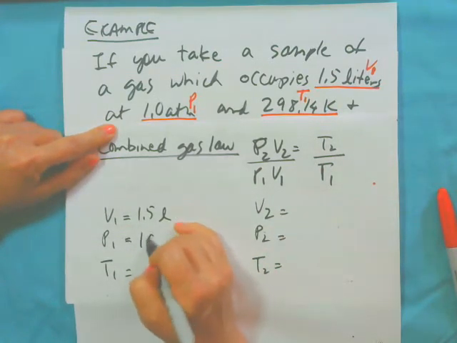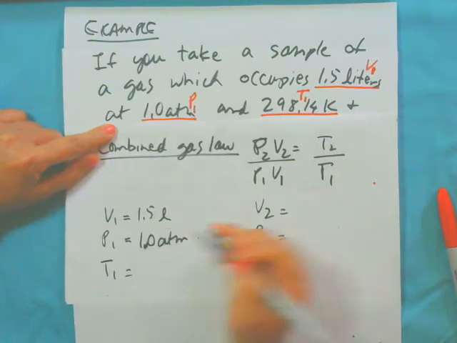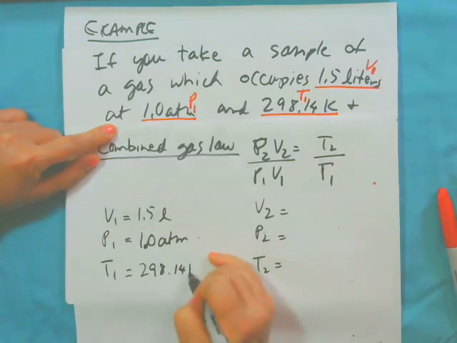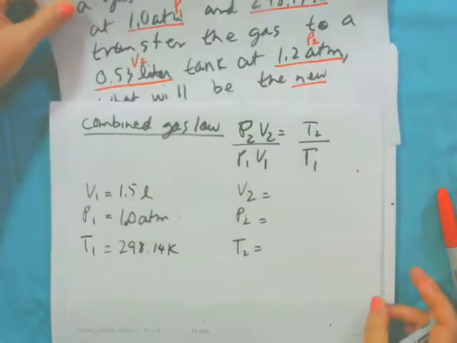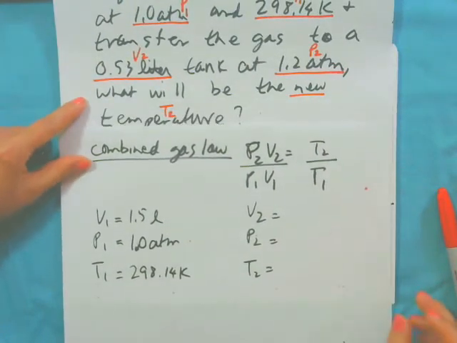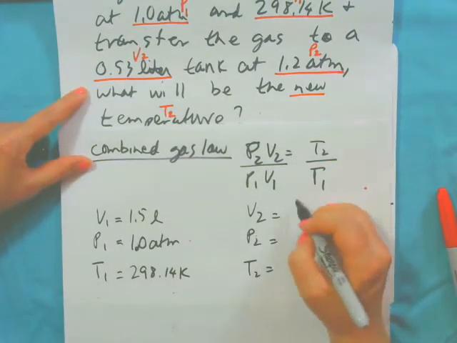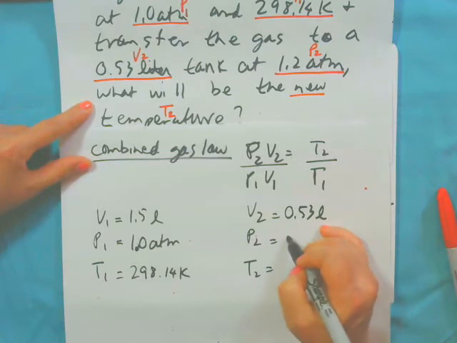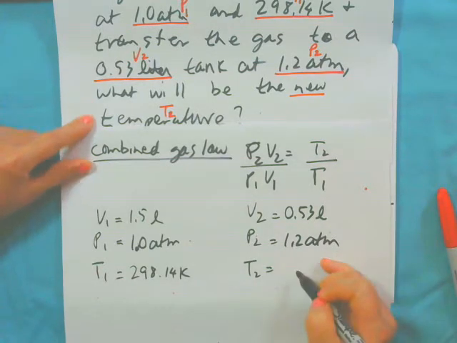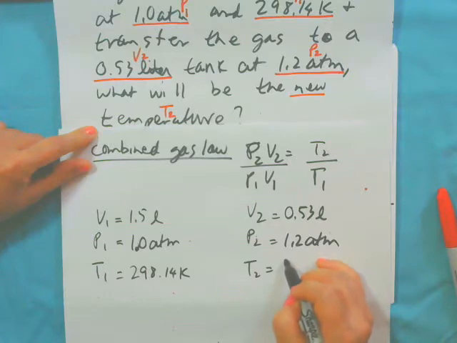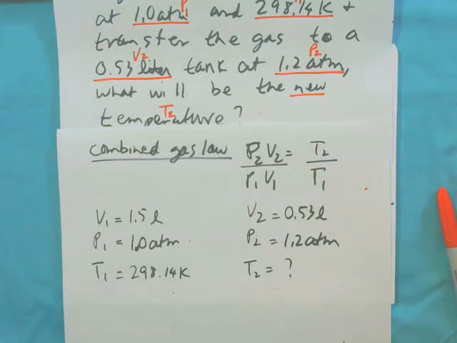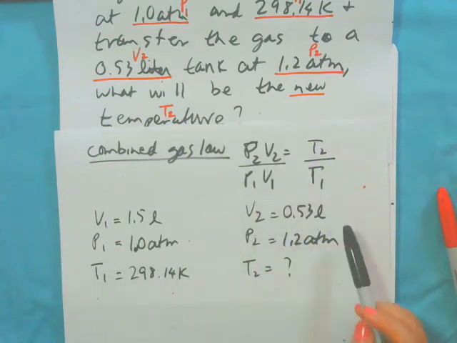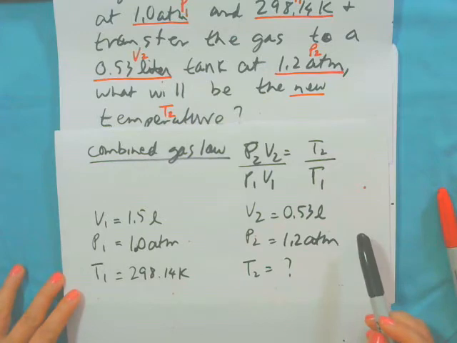Pressure 1 is equal to 1.0 atmospheres. And then my temperature is 298.14 Kelvin. All right? And then we can look at the other part of that problem. So we've got volume 2 is 0.53 liters. Our pressure 2 is 1.2 atmospheres, and temperature 2 is unknown. So we don't know what that is. All right, so there we are. We've got our equation. We've got all our variables that we're going to plug into our equation, and we can plug it in and come up with the correct answer.